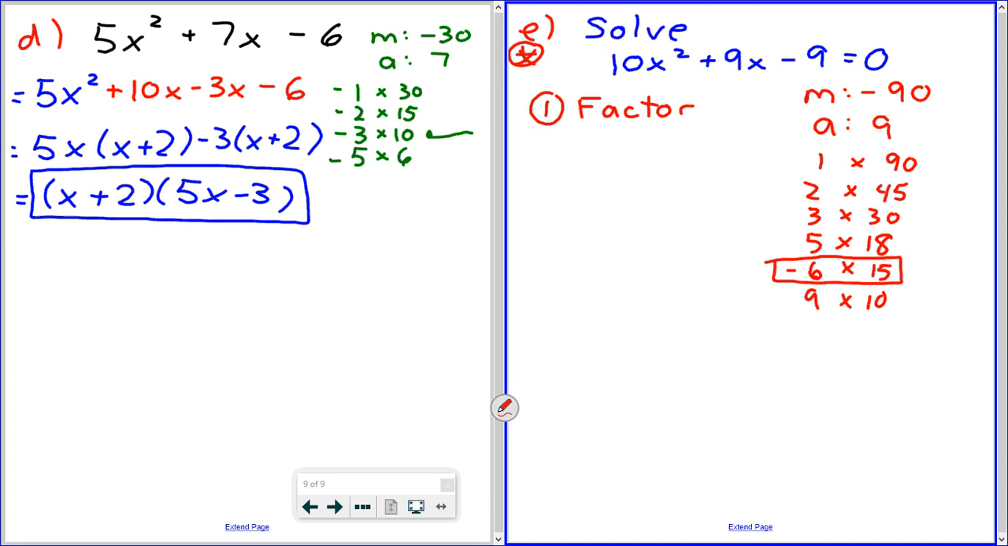Yes, go ahead. So when I split it down the middle, do I just split it down the middle at 10x squared minus 6? I'd probably go 15. It doesn't matter, but for me, 10 and 15 are sort of nice. So I'm going to write it like this: 10x squared plus 15x minus 6x minus 9 equals 0.